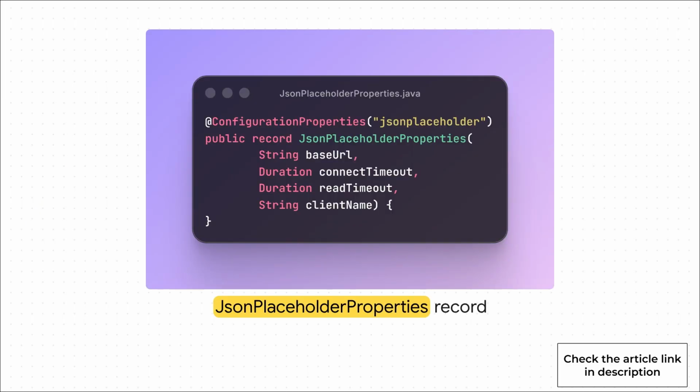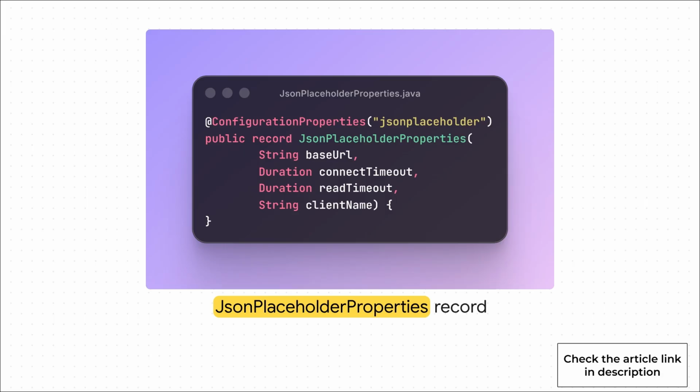So we've got our properties defined, and we know how the conversion magic works. Now we need to give those properties a safe, permanent home in our Java code. We're going to bind them to a neat little typed record. Let's walk through this code together. Up at the top, we drop in the @ConfigurationProperties annotation and pass it the string JSON placeholder. That tells Spring, hey, look for any properties that start with this prefix.